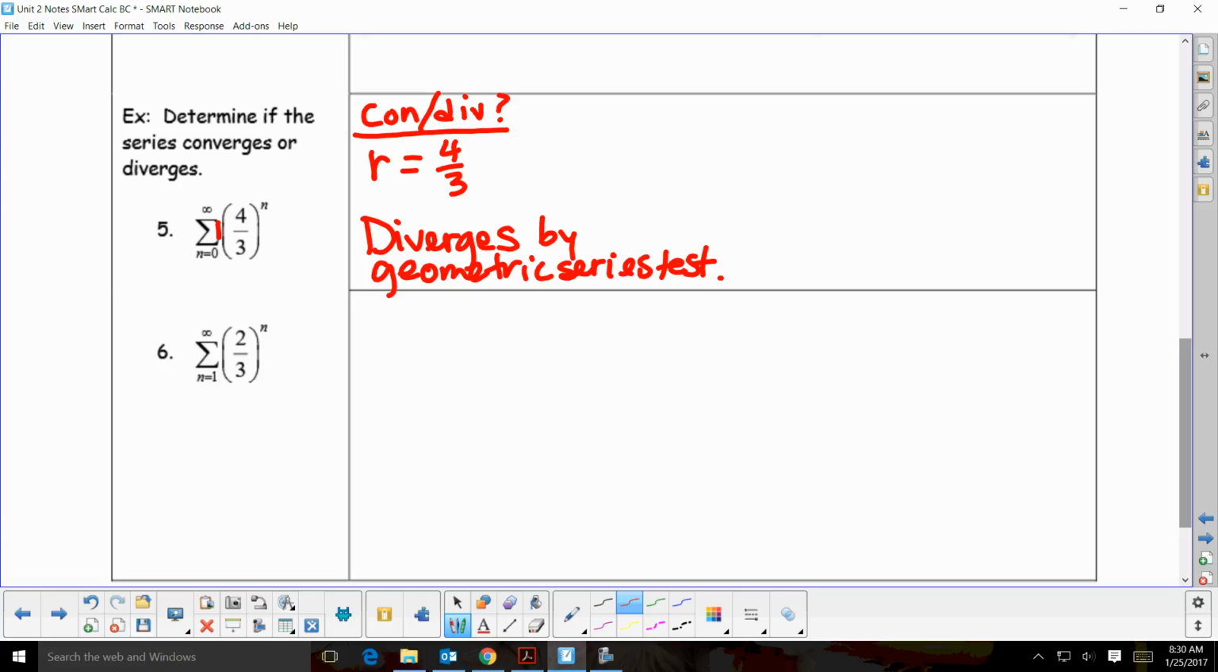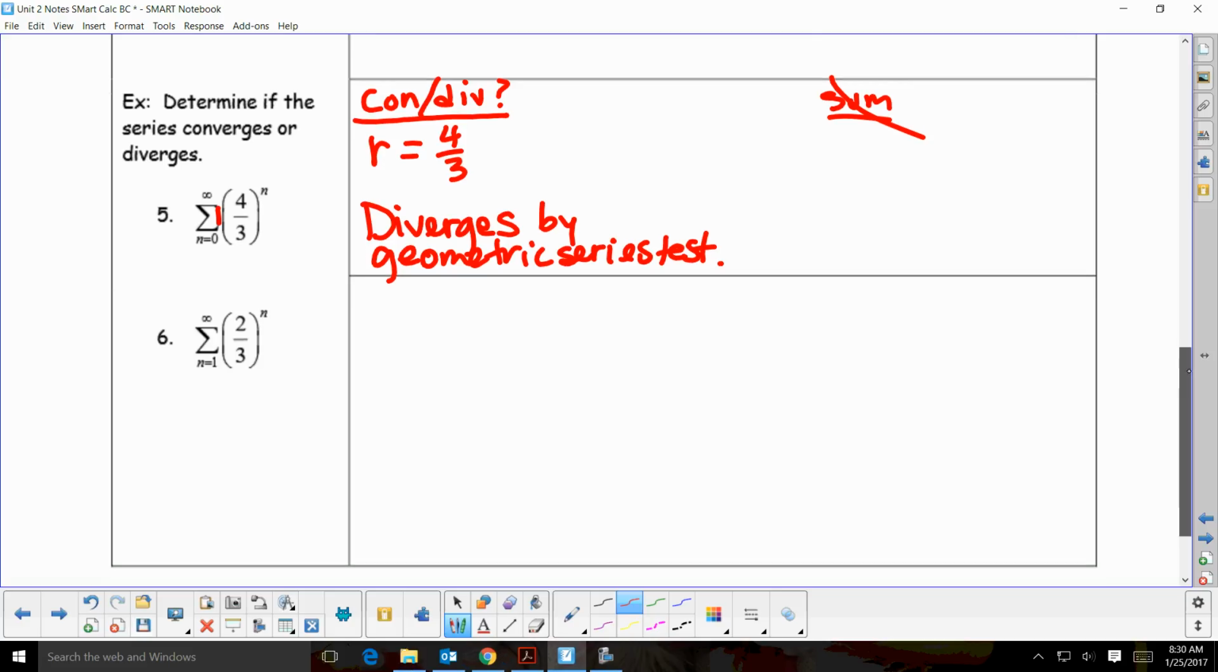So can we even find the sum? No, we don't even have to worry about it if it diverges. Can't find the sum if it's a divergent series. It's going to be infinity or negative infinity. In this case, it's getting bigger and bigger and bigger, so it's going to be infinity.